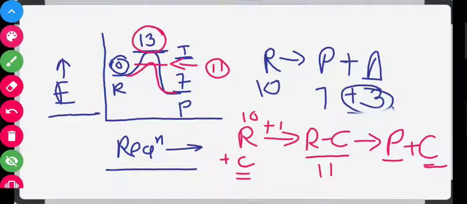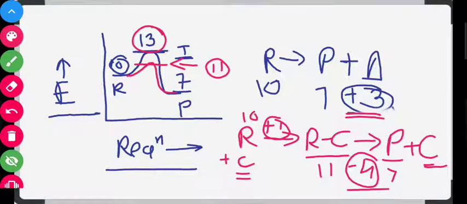Now when it converts into product, the energy of the product is 7 and the total released energy will be 4 points: 1 added earlier and 3 removed during the reaction. Total 4 points of energy. So that means you get 3 points of energy out of the reaction. And now the energy requirement decreases, as well as the time also decreases.